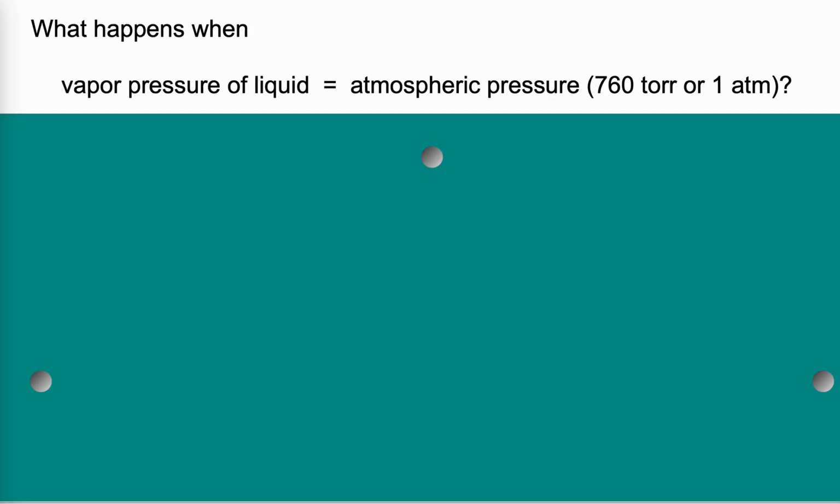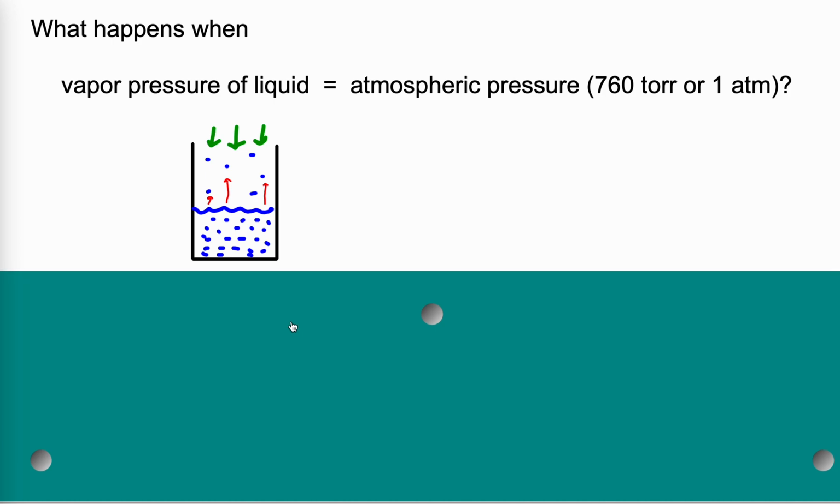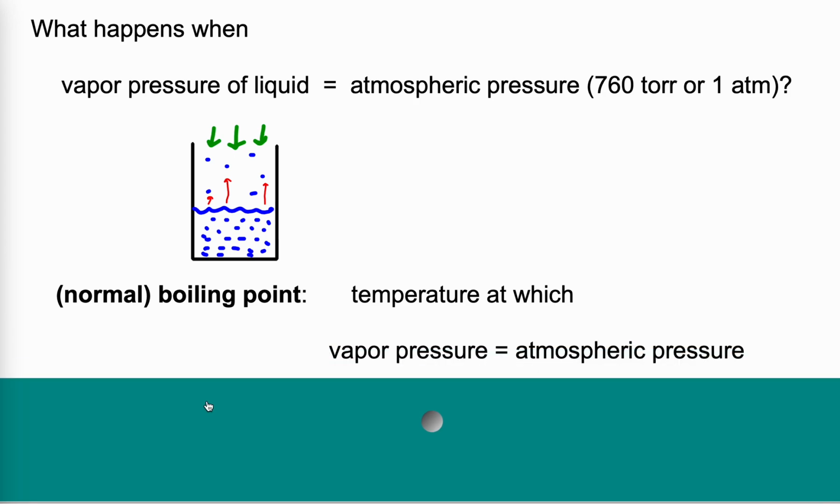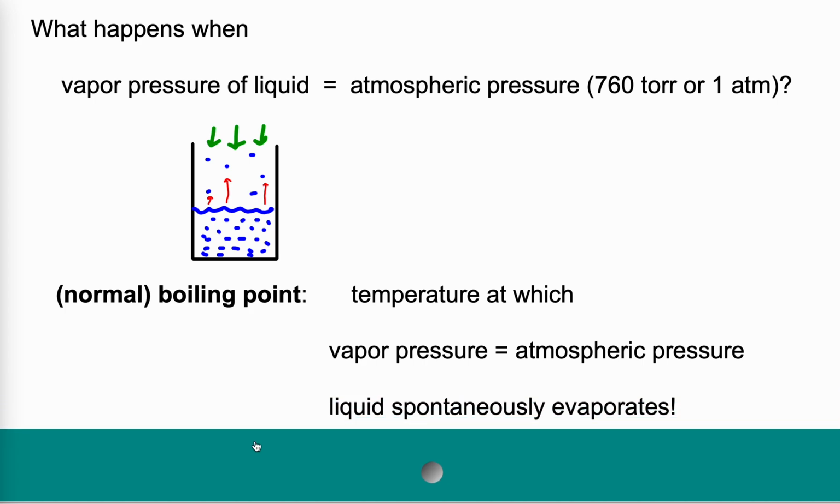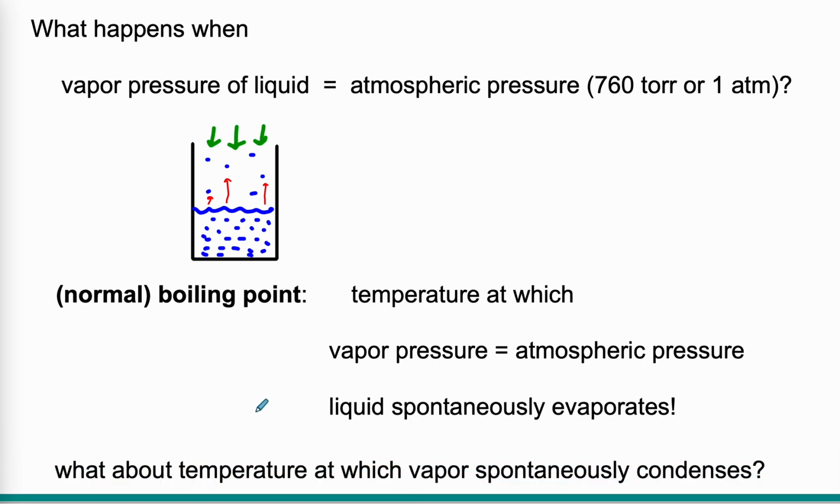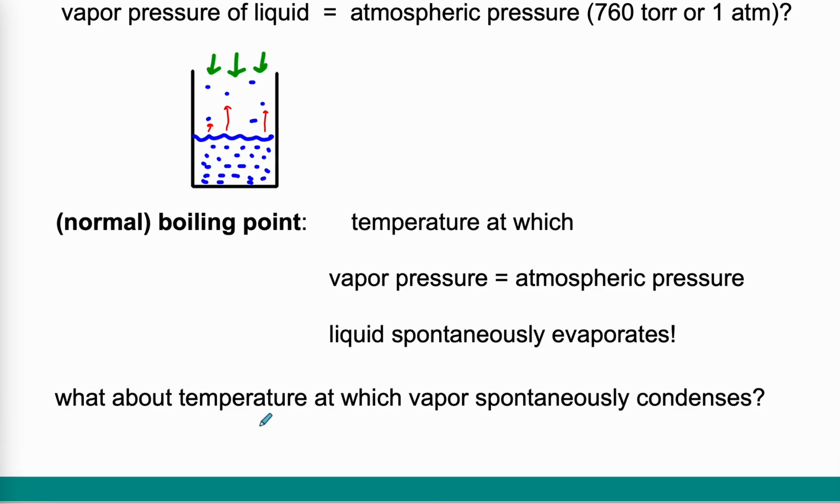So, what happens when the vapor pressure is equal to atmospheric pressure? Well, at this point, the escaping tendency of the particles, indicated by the red arrows pointing upward, is equal to the atmospheric pressure, and that temperature is called the normal boiling point. The normal boiling point is the temperature at which the vapor pressure of the liquid is equal to atmospheric pressure. And this is the temperature at which the liquid spontaneously evaporates. What about the temperature at which the vapor spontaneously condenses? Well, that would be essentially the same.